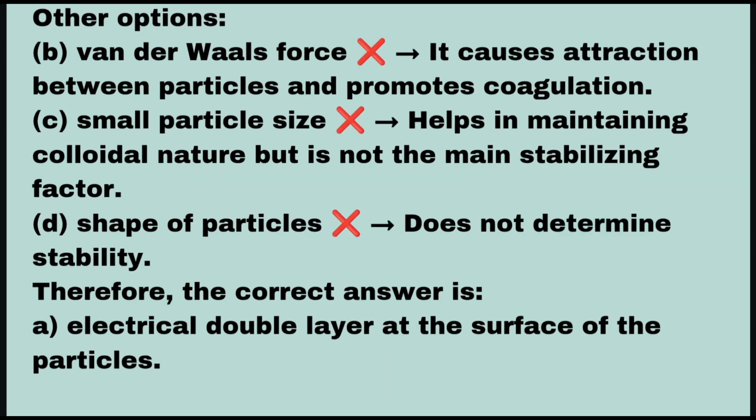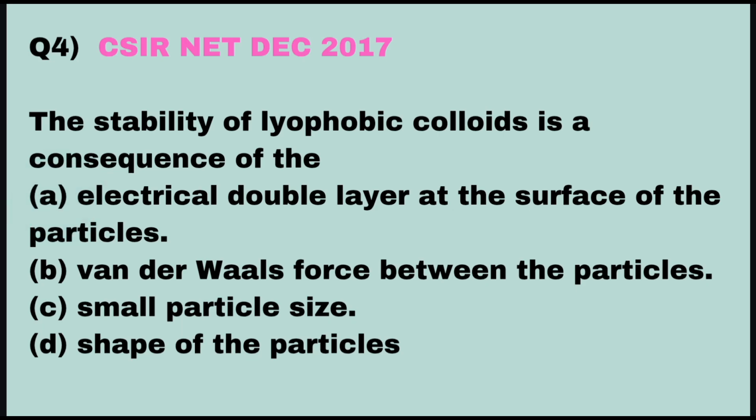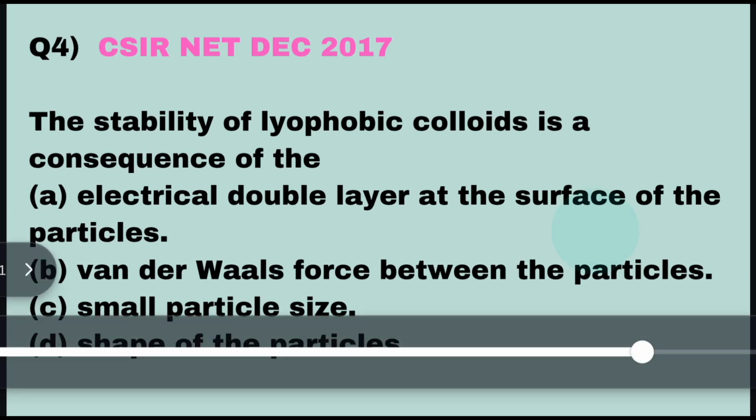So, we'll check the options. In option B, they have given van der Waals force. It causes attraction between particles and promotes coagulation. That is wrong. And option C, small particle size, helps in maintaining colloidal nature but is not the main stabilizing factor. And in option D, shape of particles does not determine stability. Therefore, the correct answer is electrical double layer at the surface of the particle. So for this question, option A is the correct answer.